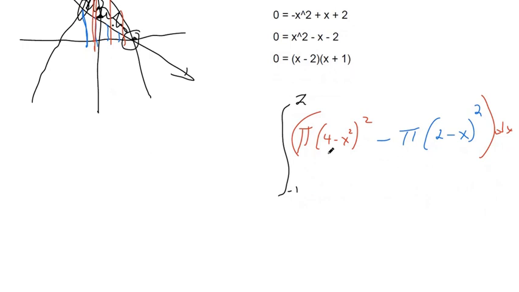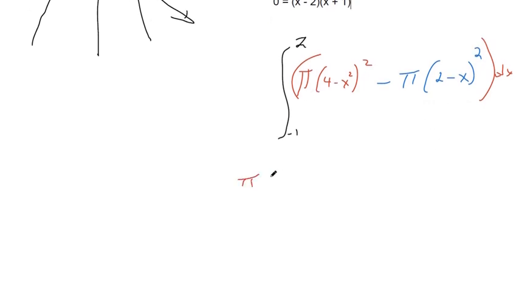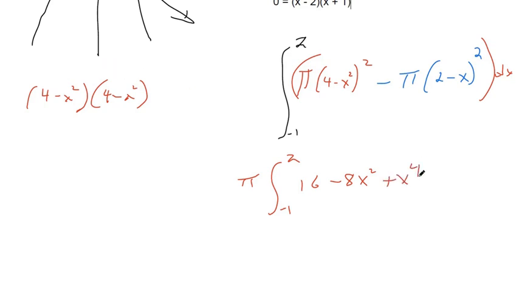So the algebra might get a little bit tricky because we're squaring parentheses, so I'll start you off with that. Factor out that pi too while we're at it. This is -1 to 2. And then if I'm going to square this parentheses, that means I'm doing 4 minus x squared times 4 minus x squared. So that gives me 16. And I'm going to have minus 4x squared, then minus 4x squared, so that's minus 8x squared. And then we've got -x squared times -x squared, that makes positive x to the 4th.